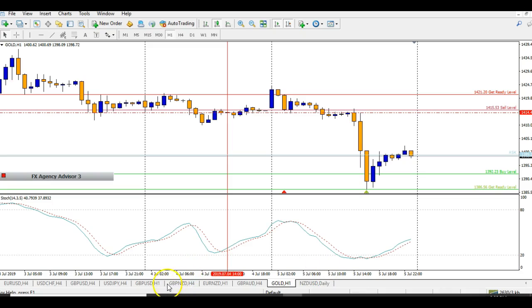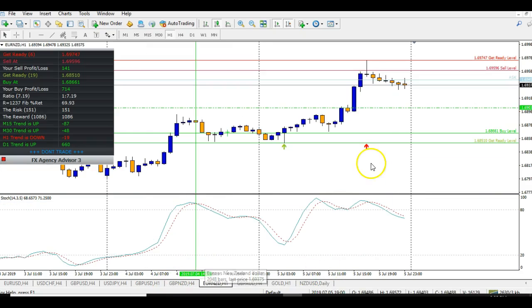Okay, so let's look at a couple more. Euro New Zealand, this is a trade that was taken today. Price hit this 169.74 level. Notice stochastics, this is on a 1-hour chart. Stochastics is overbought. We have a reversal candlestick. This is almost like an evening star right there. And so far we're up about 10 pips on this trade.